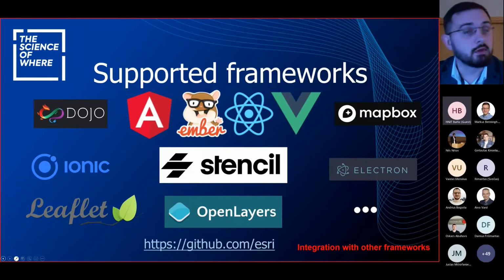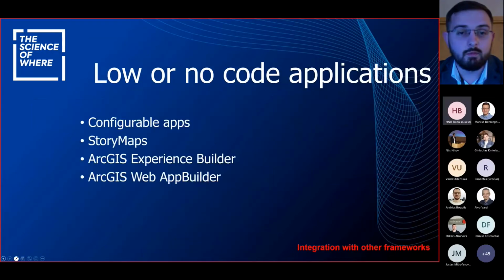So there are sample applications that are integrated with Dojo2, Angular, Ember, React, Vue, Leaflet, Ionic, and so on. Also, I would like to mention the low or no code applications where you can use JavaScript to extend them or just configure them without extending. So one of them is configurable apps, which is available in ArcGIS Online.